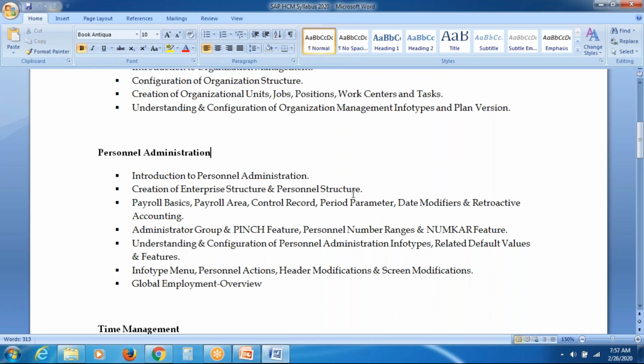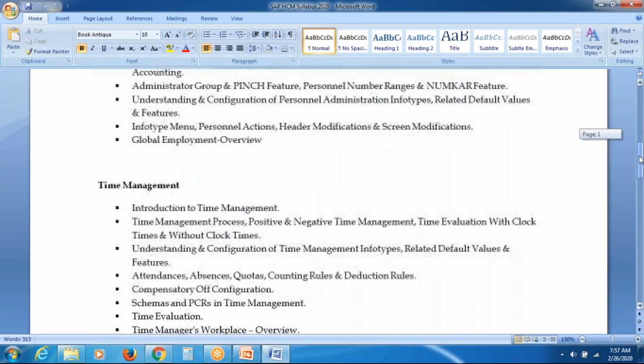Then we also have the concept of global employment, about which we are going to discuss the overview. And for your information, this course is going to be a configuration intensive course. That means it's going to be more of looking into the system and doing a variety of configurations, looking into different nodes and all. Less talking and more sharing of the SAP screen and doing the configurations.